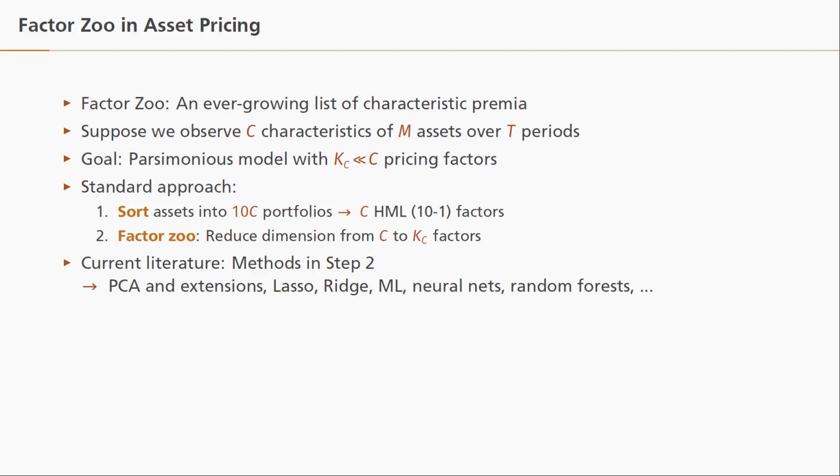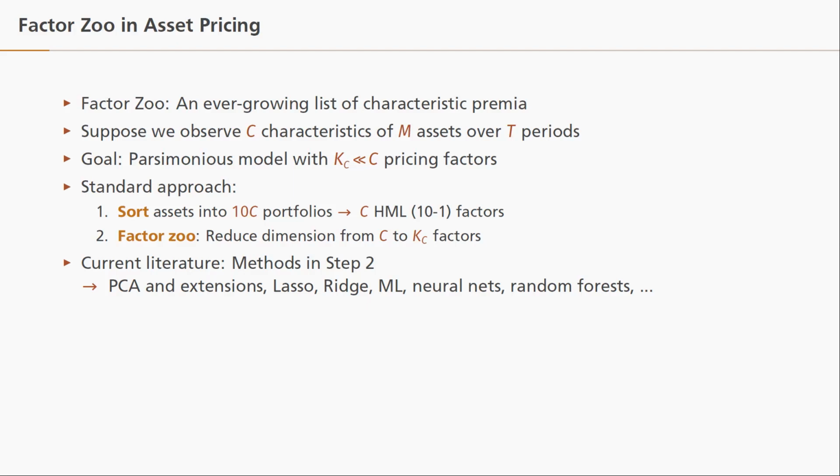To set the stage, suppose we have a large number C of characteristics. We observe M assets over time. And the goal is to come up with a more parsimonious model, let's say with KC factors, where KC is significantly smaller than the original C pricing factors or the C characteristic sorts. The standard approach that most papers in this literature follow is as follows. We select a number of characteristics. Nowadays it's easy, there are many websites where you can download them.